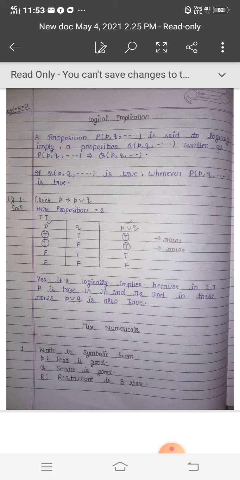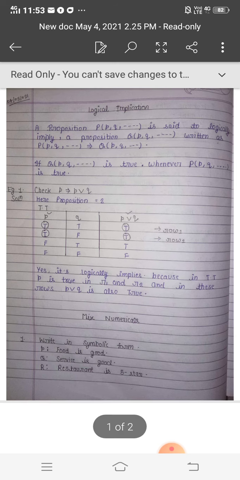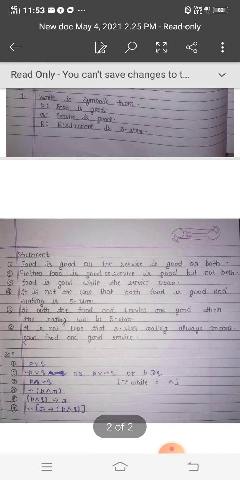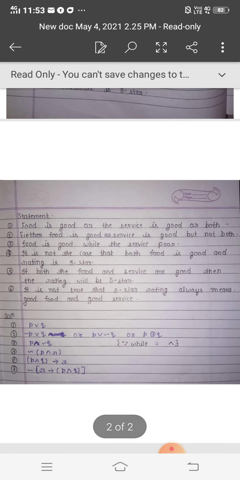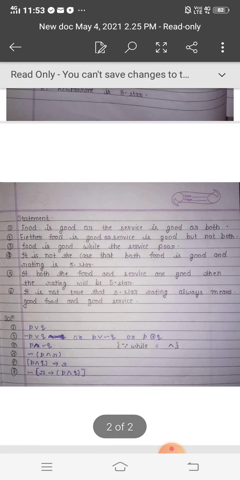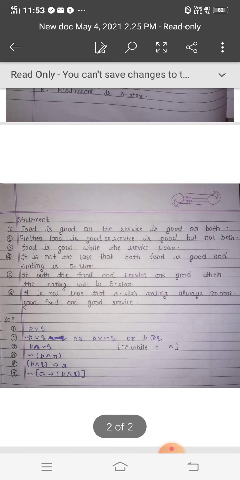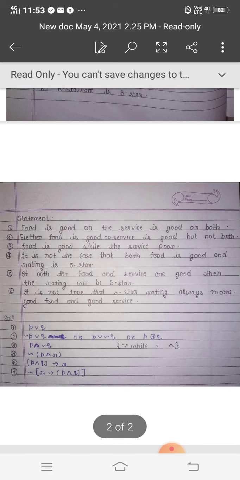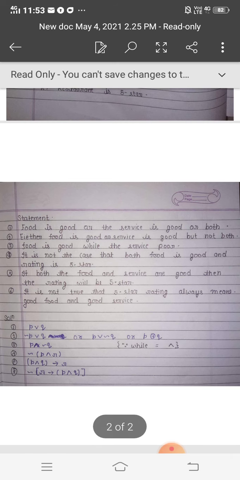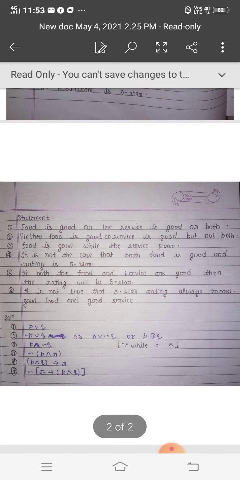Write in symbolic form. Given P, food is good; Q, service is good; R, restaurant is 5-star. It is given in the question, and the given statements are for which you have to write the symbolic form. Food is good or the service is good or both. Either food is good or service is good but not both. Food is good while the service is poor. It is not the case that both food is good and rating is 5-star. If both the food and service are good, then the rating will be 5-star. It is not true that 5-star rating always means good food and good service.